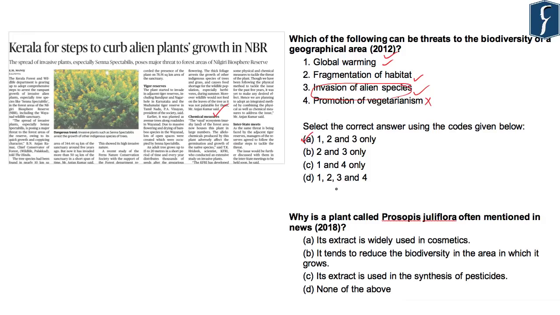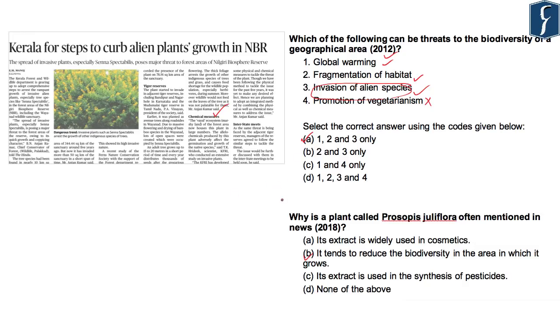And the second question was asked in the 2018 prelims examination. Why is a plant called Prosopis juliflora often mentioned in news? And the right answer is B. It tends to reduce the biodiversity in the area in which it grows. Now, this question was picked up from a current affairs item where the Delhi government had given the order to clear the central ridge of the non-native trees in the hope that the area's original flora, which is called the lungs of the city, as well as the fauna can be restored. So our discussion regarding invasive alien species shall be guided by these two questions.